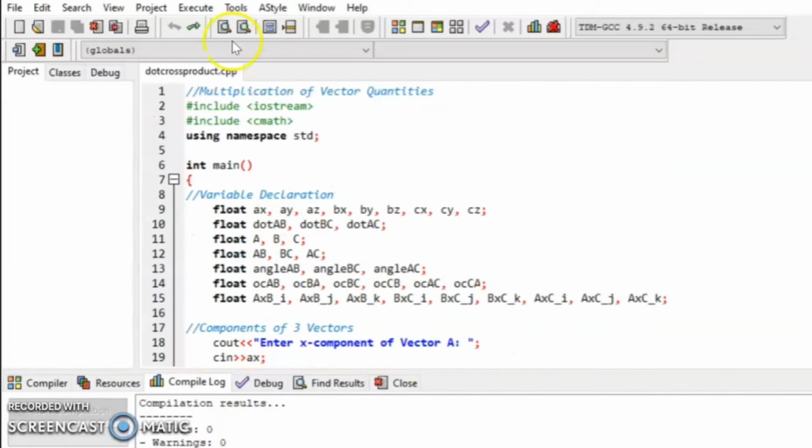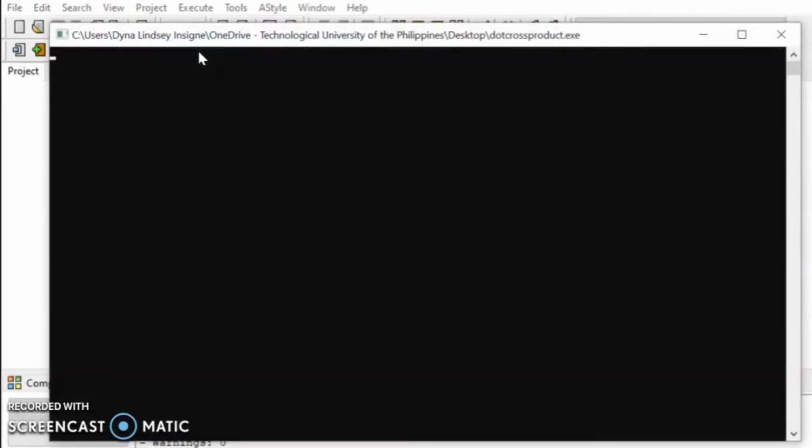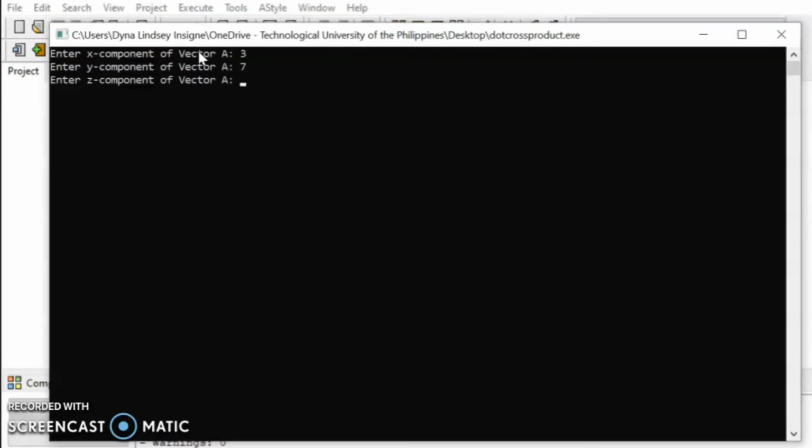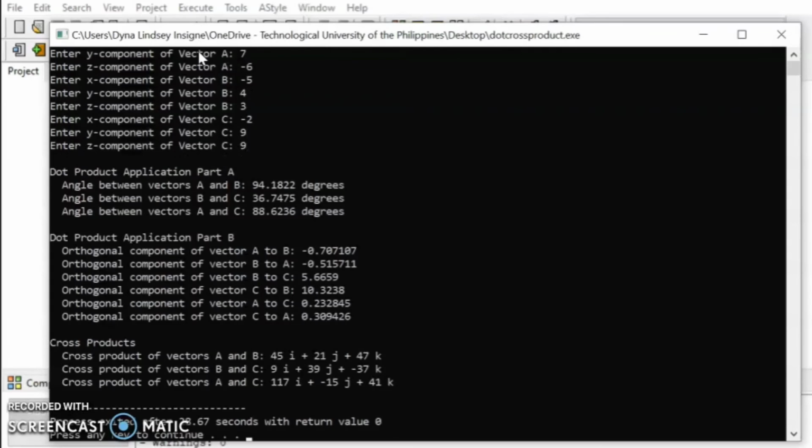So let's now run our program. We will just simply input the values based on our given lab. First, 3, 7, 60, negative 5, 4, 3, negative 2, 9, 10. So that's it. You are just going to input the x, y, z components.